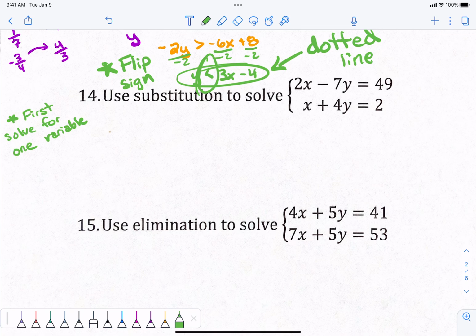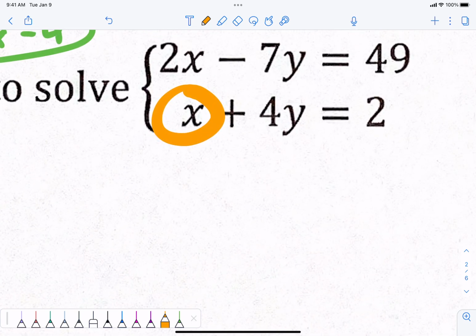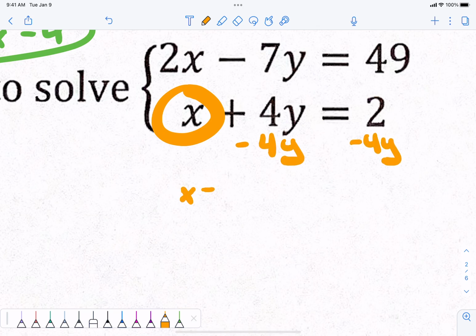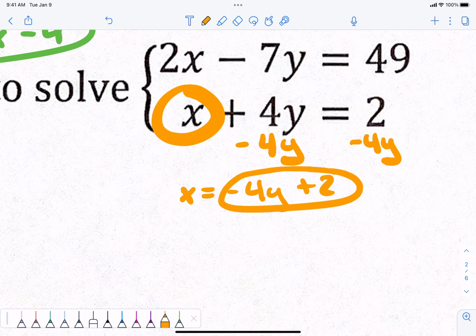Now, we have options. We could solve for this x or this y or this x or this y. We want to solve for the bottom x. Why the bottom x? Because it's solo, it doesn't have a number with it. So if we solve for that bottom x, we subtract the 4y over. So x is going to be equal to negative 4y plus 2. Now this negative 4y plus 2, we're going to substitute into the x up top, because that's the one that we didn't solve for.